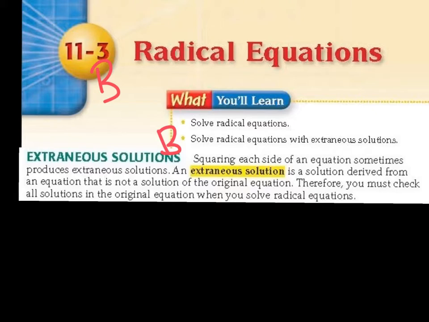Squaring each side of an equation sometimes produces extraneous solutions. An extraneous solution is a solution derived from an equation that is not a solution of the original equation. Therefore, you must check all solutions in the original equation when you solve radical equations. It's always a good idea, but you must with radical equations. So we're going to solve with the same process.